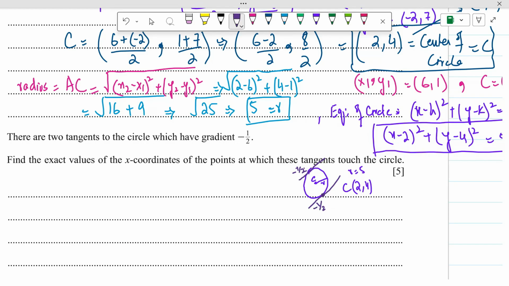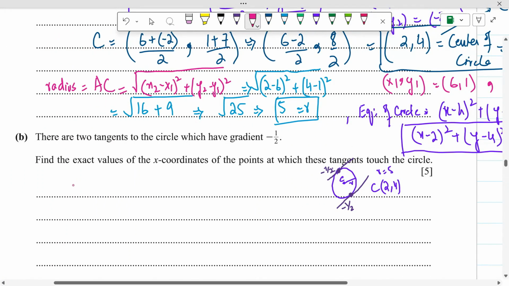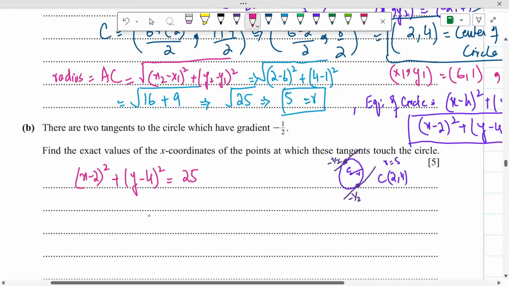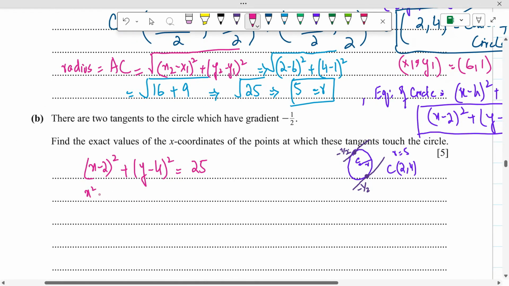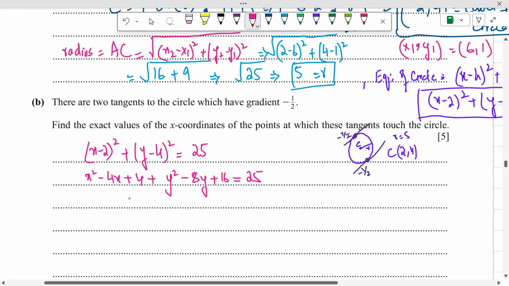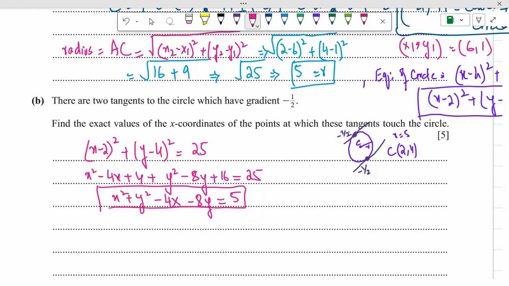We need to find the x coordinate of these points. We have the equation of the circle, which is (x − 2)² + (y − 4)² = 25. Solving further, we will have x² − 4x + 4 + y² − 8y + 16 = 25, and this is equal to x² + y² − 4x − 8y = 5. This is the equation of the circle.